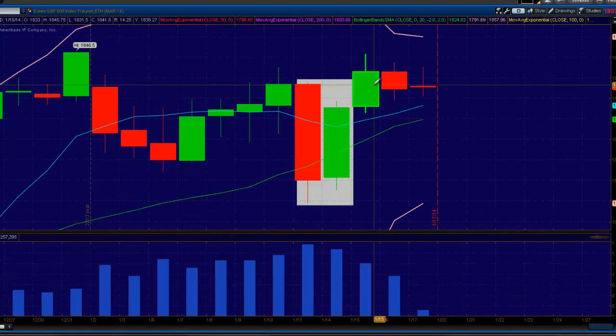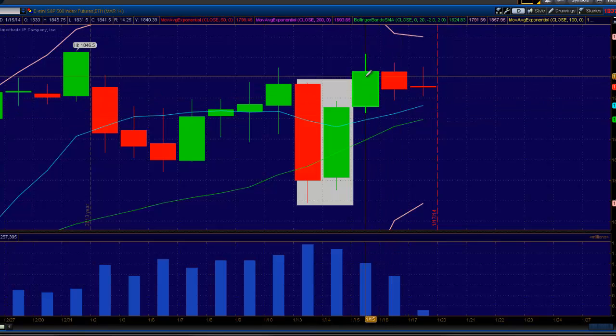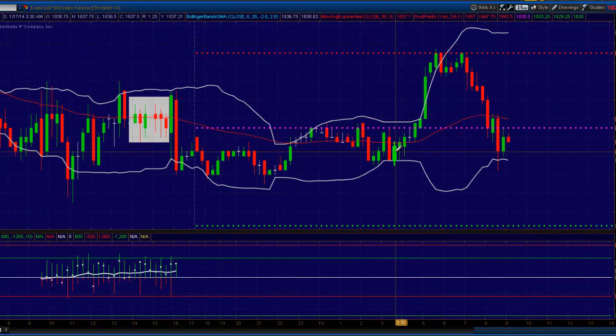You had Wednesday's trade here. Here's your high from Wednesday. Here's your high from Thursday. It's lower. Here's your low from Wednesday. Here's your low from Thursday. It's higher. So this candle is inside this candle. Inside day. How do inside days go?